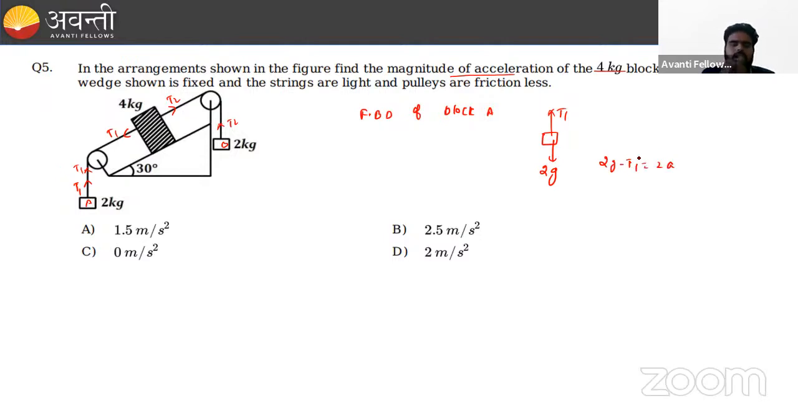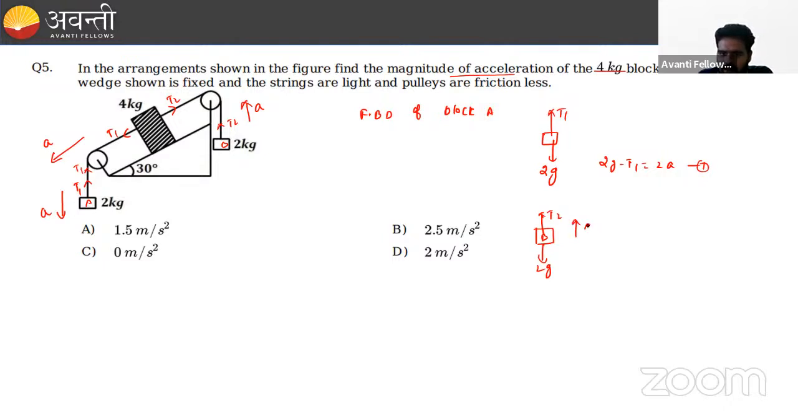to 2a. We know that all the blocks are connected with the string, so they must follow the string constraint, with the acceleration of all three blocks remaining the same. So the acceleration we can say is a. If we want to write down the equation for block B, in the case of block B, T2 is acting upward and 2g is acting downward. Because the system we consider is moving in this direction with acceleration a, and because of the constraint, the 2 kg block is moving in upward direction with acceleration a.